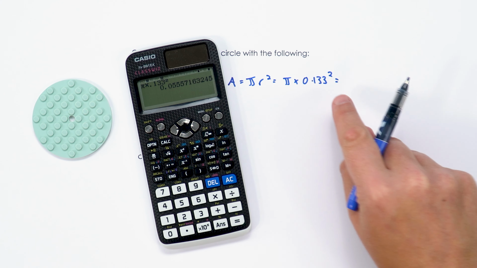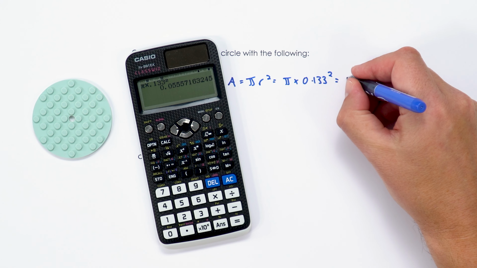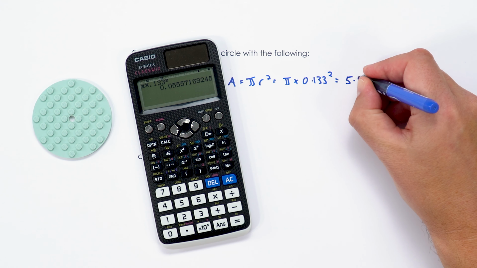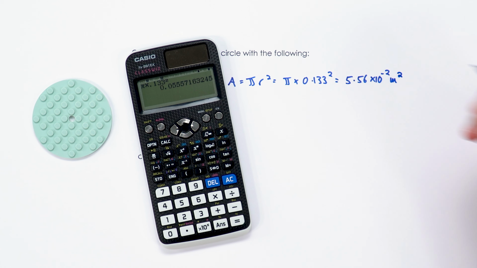Simply, we can put that into the calculator, and that gives a number of 0.05557. I'm going to give my answer to 3 significant figures, and I'm also going to give it in standard form. So I'm just going to say that's equal to 5.56 times 10 to the minus 2 meters squared.